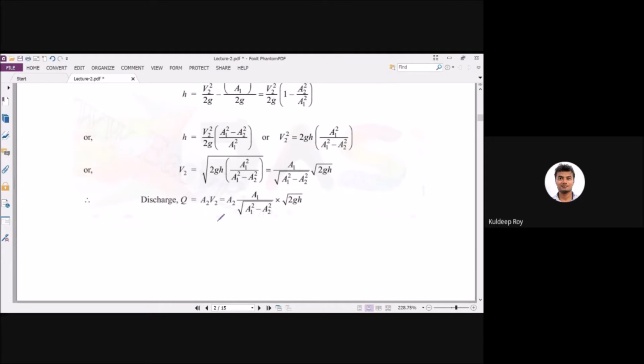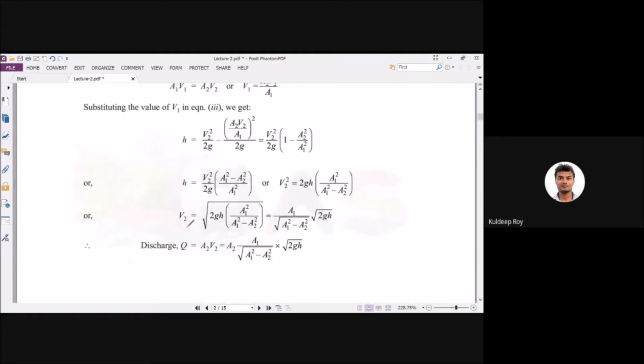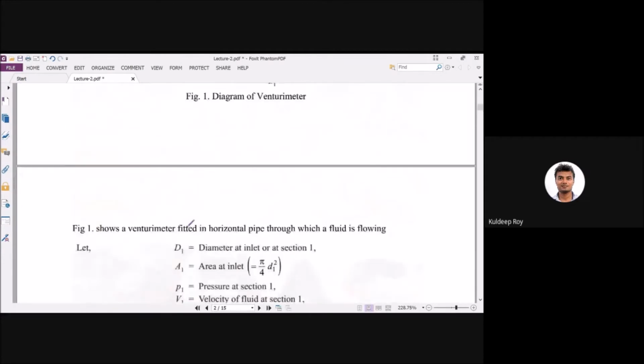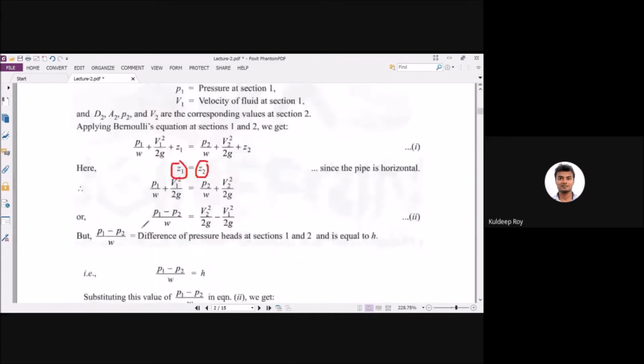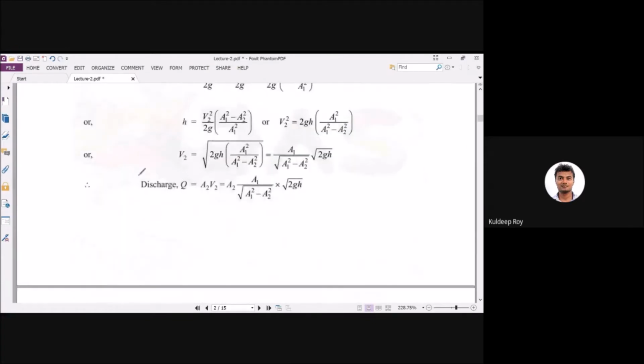Now how will you determine the discharge coefficient? Discharge means how much is the area of the pipe and how much is the velocity. When you multiply the area with your velocity, it will give you the volumetric flow, which is also called discharge. And discharge will be a2 multiplied by v2, and this whole term will be multiplied.